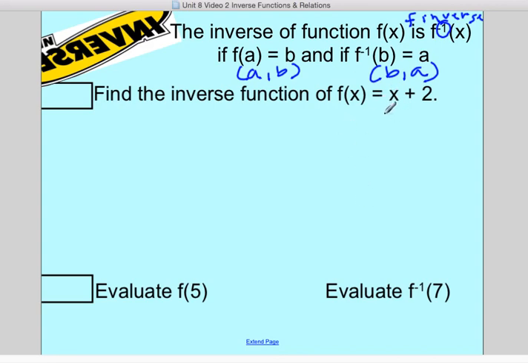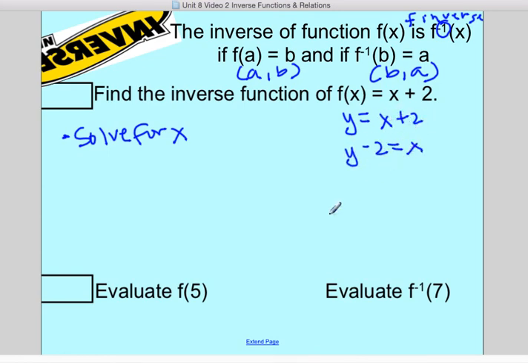The way you're going to do this is we are going to solve for x. That's step 1. So I'm going to rewrite it: y equals x plus 2. Then I'm going to solve for x. In order to get x by itself, I would subtract 2. Okay, solve for x, that's done. Step 2, we're going to just put it into function notation.